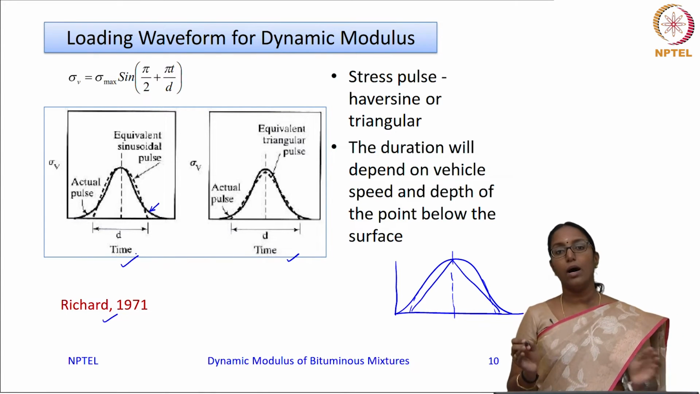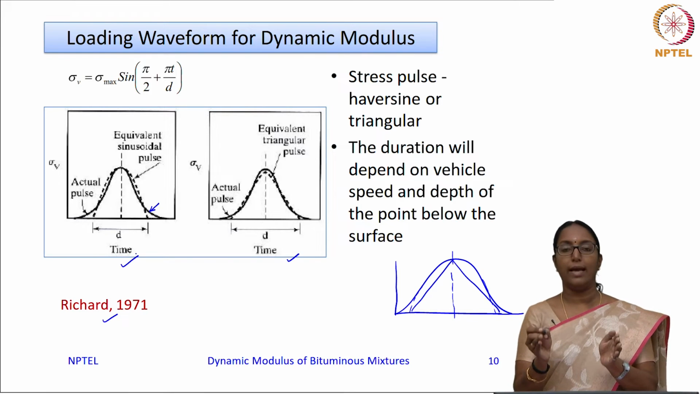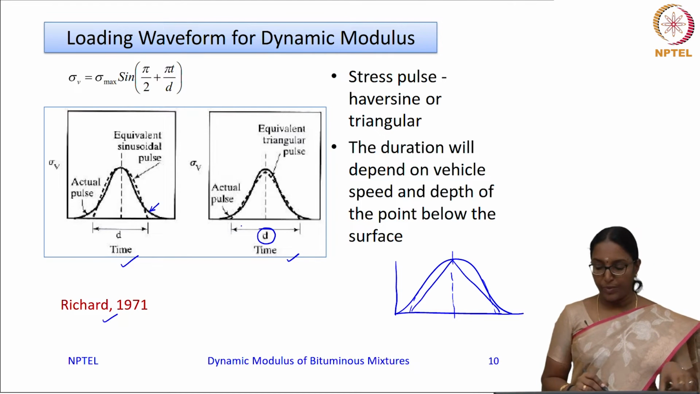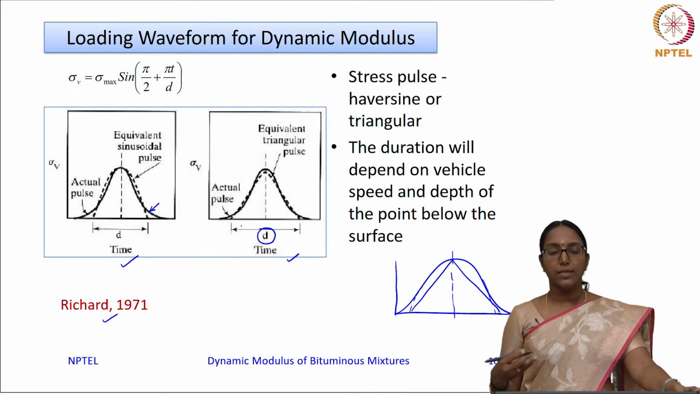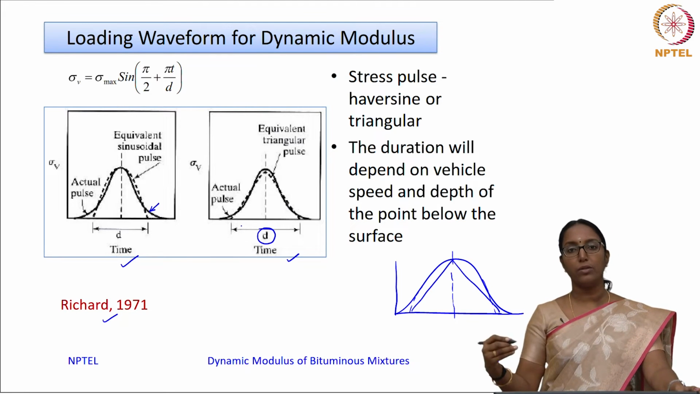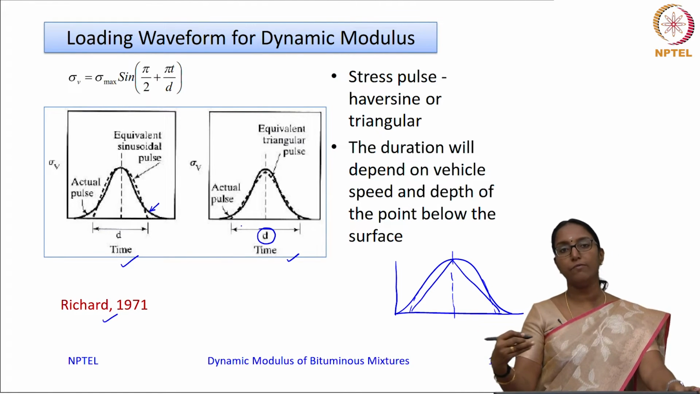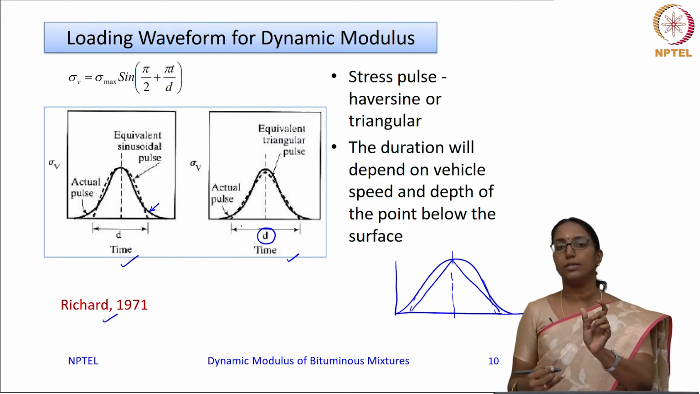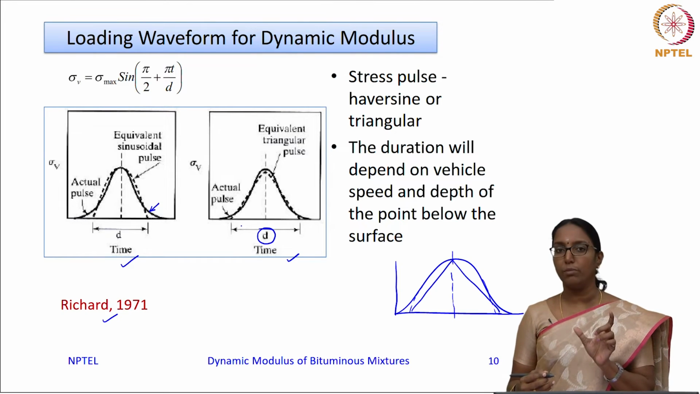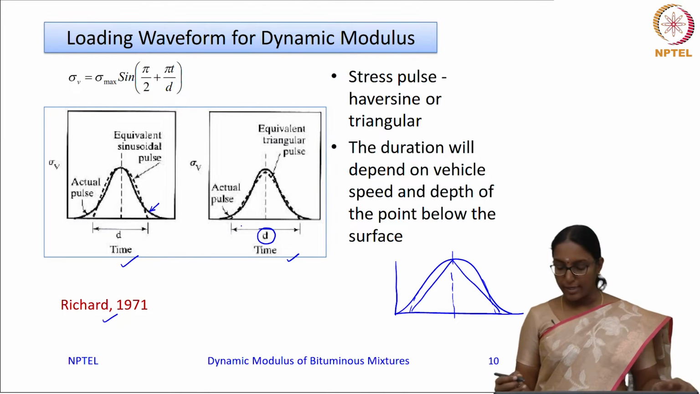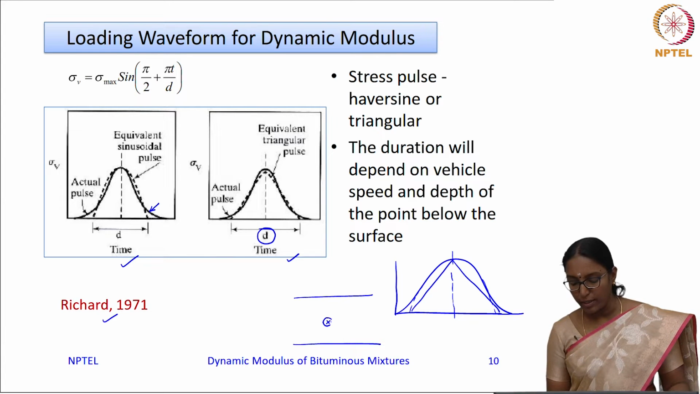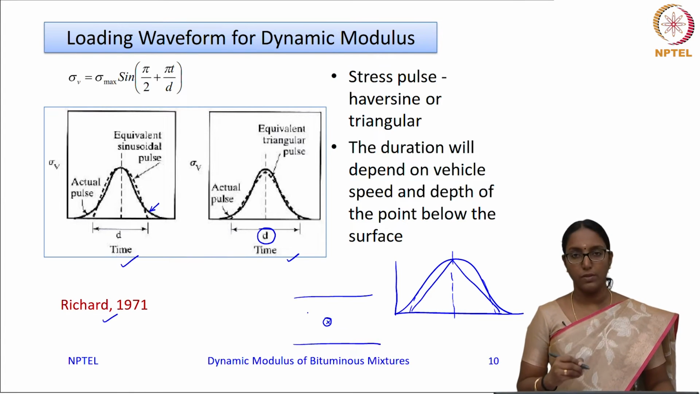Okay. Now, how much should be the duration of this application? That is D as shown here. Now, this is very important. There have been several studies done by him, and it is shown that this will definitely depend upon the speed of the vehicle. If the vehicle moves fast, this duration on the surface will be very small. If it's a slow moving traffic, this duration will be more. And another important aspect is that this will also depend upon the depth of the pavement where you are looking at, where you are capturing this response.